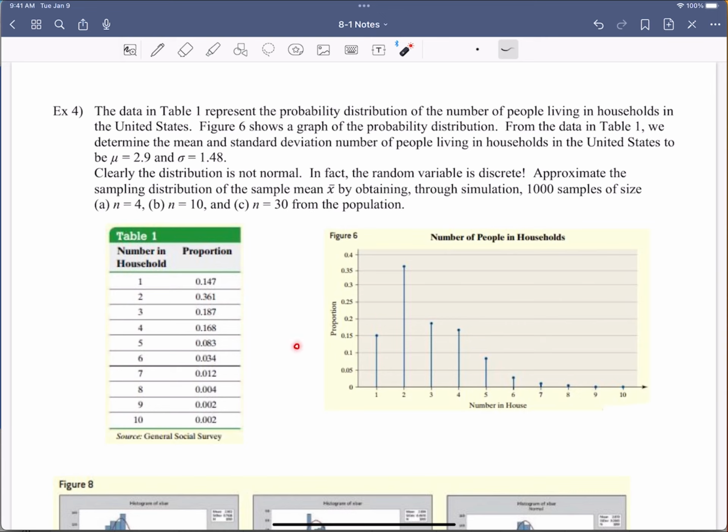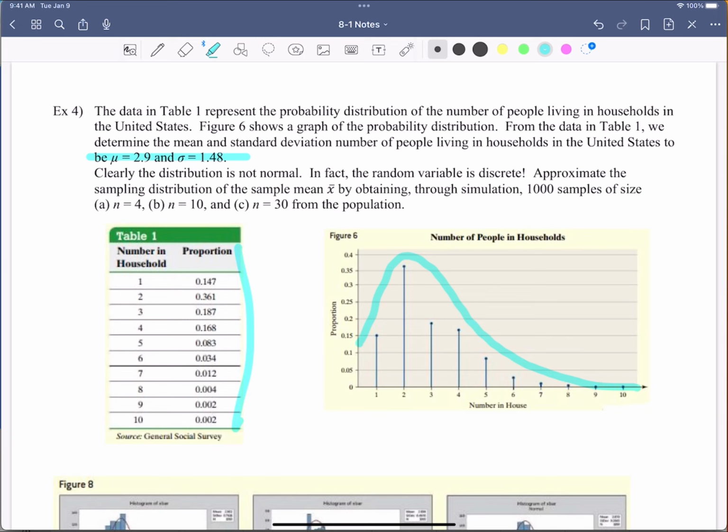From the data in table 1, we determine the mean and the standard deviation to be a mean of 2.9 and a standard deviation of 1.48 based on this data. Clearly this is not normal. In fact, the random variable is discrete.